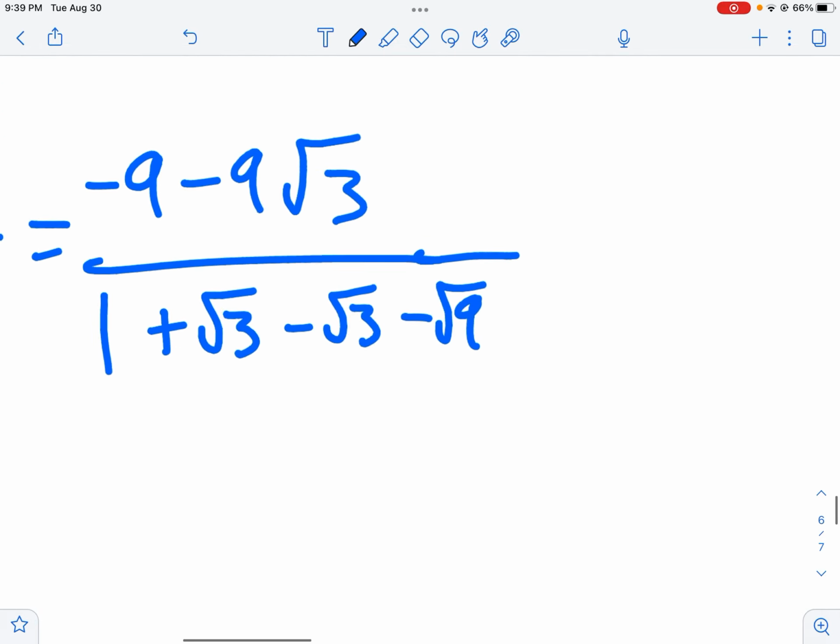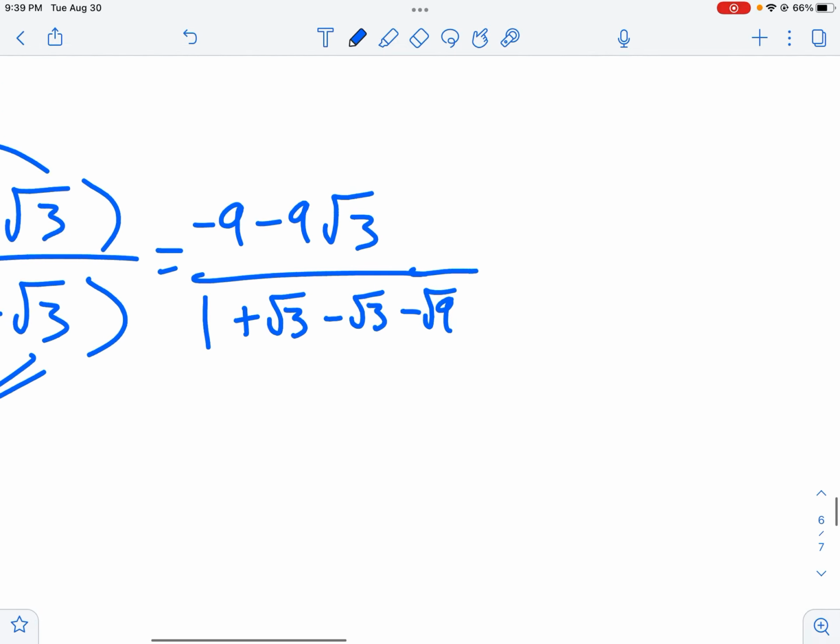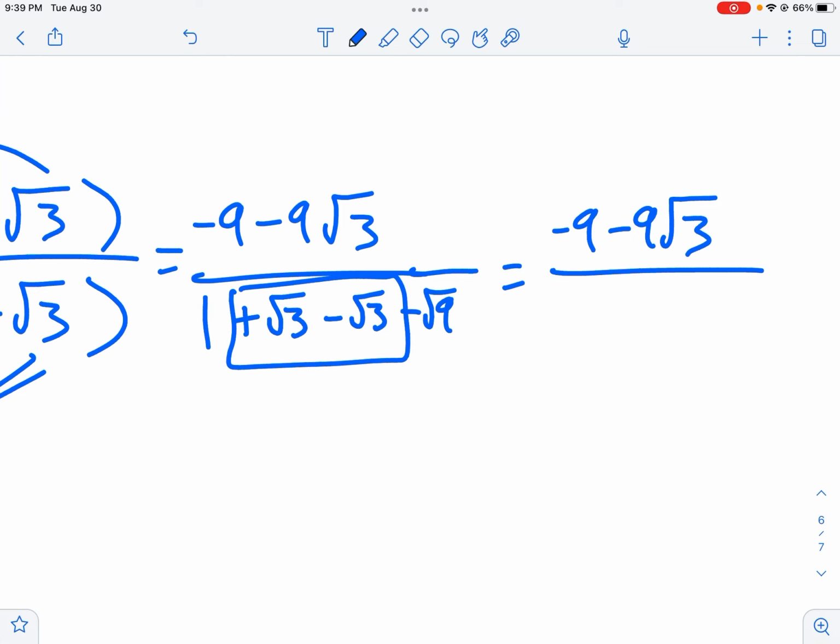So yeah, hopefully you're good at your double distribution at this point, because it shows up again. On top here, nothing simplifies, so just leave as negative 9 minus 9 root 3. And in the denominator, these guys subtract out. Positive root 3 minus root 3 gives you 0. The square root of 9 is 3, so down here we got 1 minus 3.